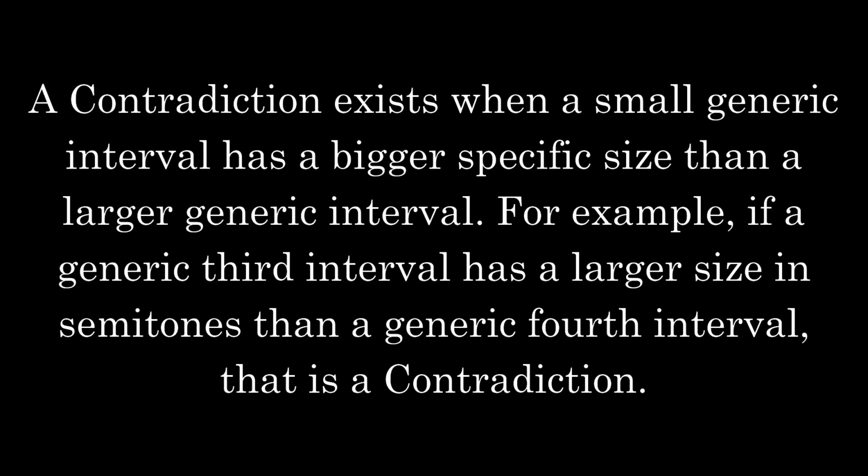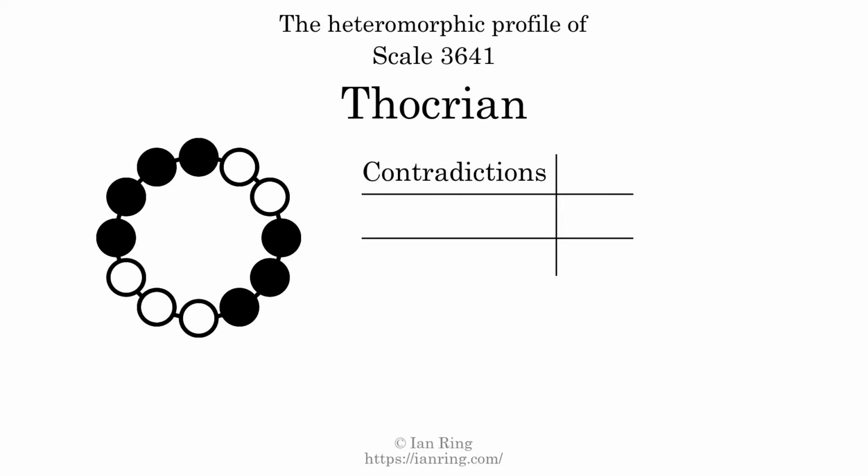A contradiction exists when a small generic interval has a bigger specific size than a larger generic interval. For example, if a generic third interval has a larger size in semitones than a generic fourth interval, that is a contradiction. The number of contradictions in this scale is 22.